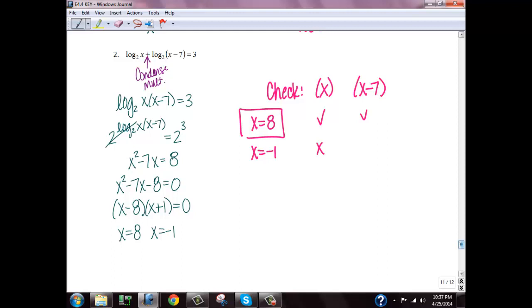So the only solution I have here is x equals 8. Okay. All right. So it looks as though that's the end of your notes.